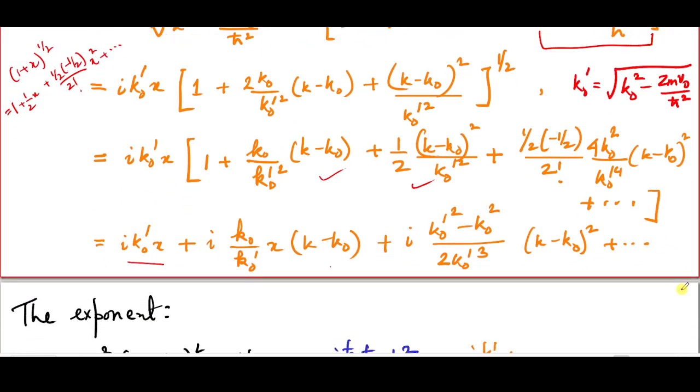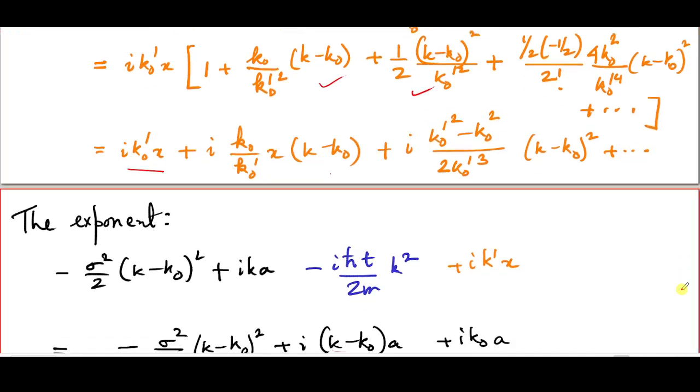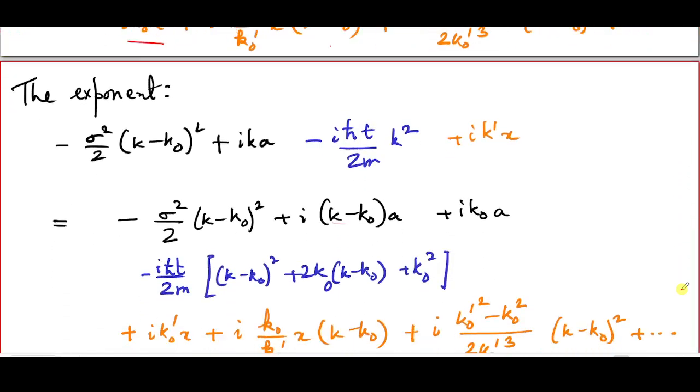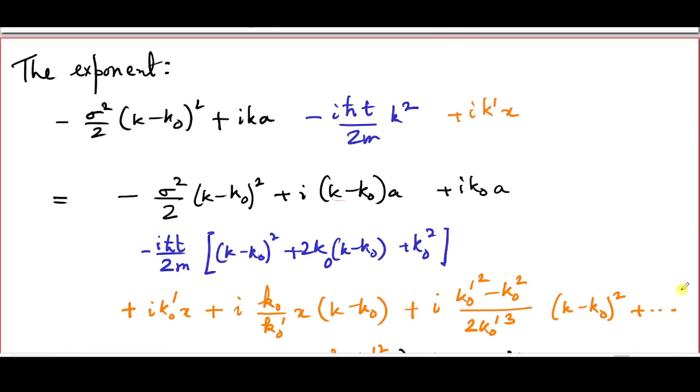So collecting everything together, the exponent becomes the following. I write this term as it is. i k a, I write as i (k minus k0) a plus i k0 a. This one is exactly the (a plus b) whole squared formula that we have seen before. And i k prime x is replaced by this, the thing that we had just worked out.